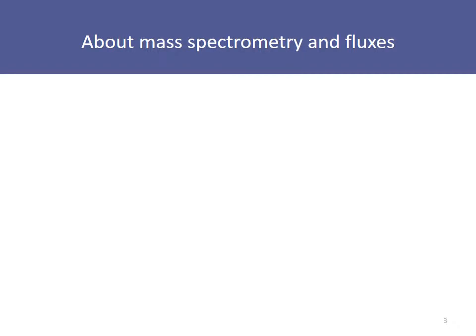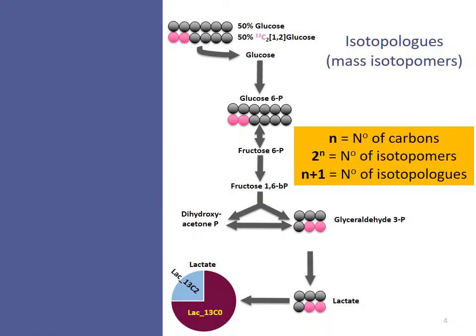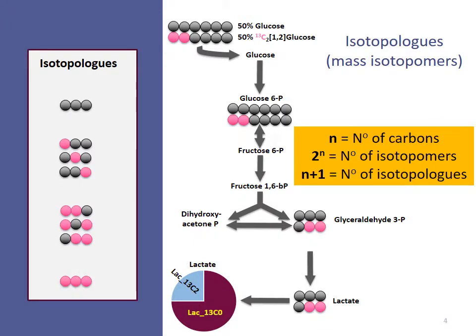A quick introduction about mass spectrometry and fluxes. In the context of 13-carbon labeling, isotopologues are mass isotopomers. This is, isotopic isomers of different masses depending on the different number of 13-carbon substitutions. In the example, labeled glucose propagates through glycolysis to lactate. Lactate, with 3 carbons, has 8 possible isotopomers. The 8 isotopomers can be grouped in 4 possible isotopologues according to the mass.